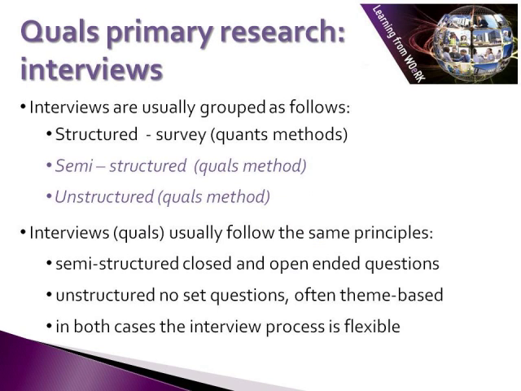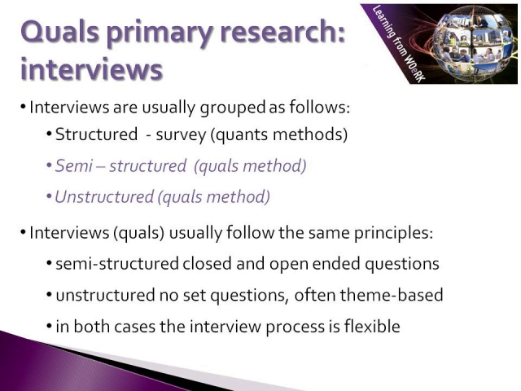So when we're looking at the first type of qualitative research method, that's interviews, they're usually grouped as follows. We usually have what we call the structured interview, and that is where we're looking at a survey and we're thinking about quantitative methods here. We also think about semi-structured and unstructured interviews, and those are the two that we focus on when we're thinking about interviewing qualitatively.